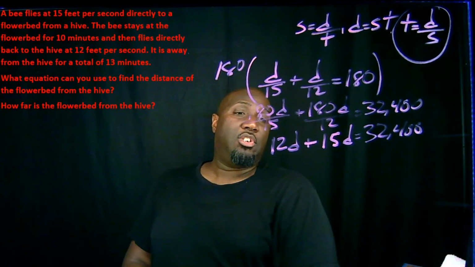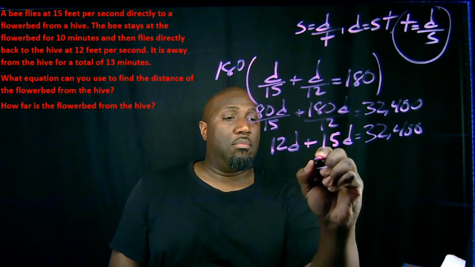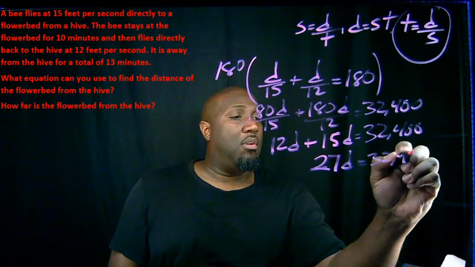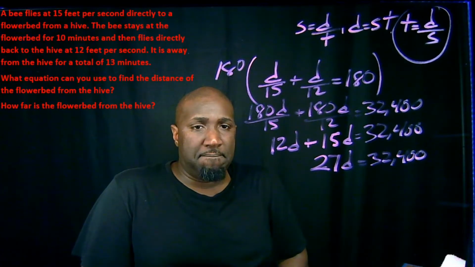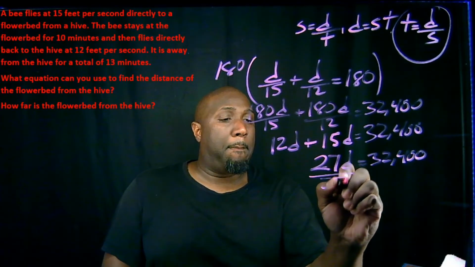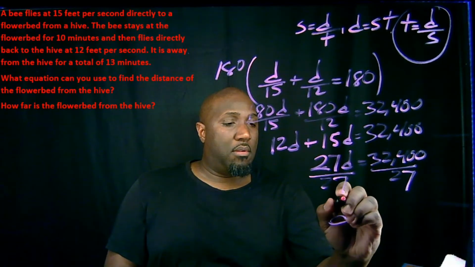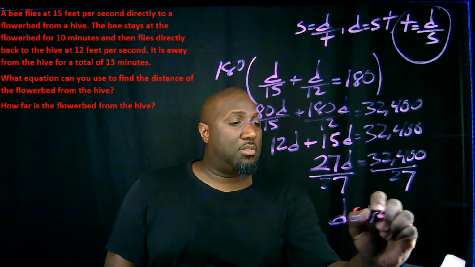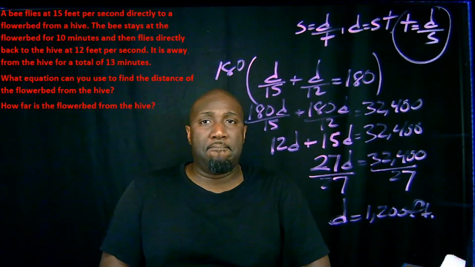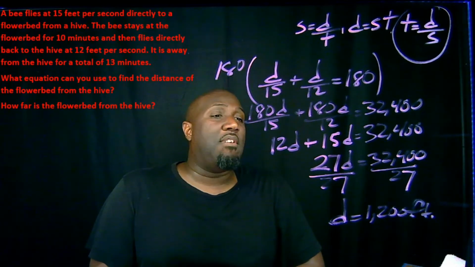15 plus 12 is 27. So we have 27D equals 32,400. Now we divide both sides by 27. Then D equals 1,200 feet. So the flower bed is 1,200 feet from the hive.